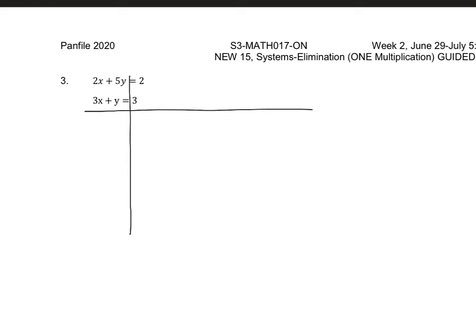Because if I think about the x's here, 2 and 3. If I think about 2, 4, 6, 8, 10, 12, and then I think about 3, 6, 9, 12, 15.